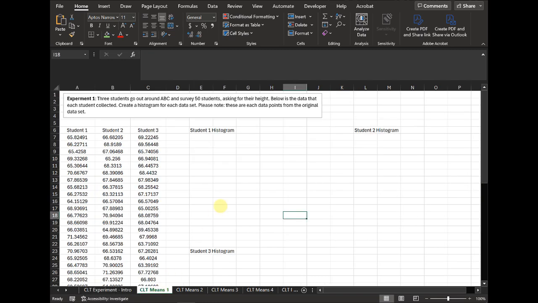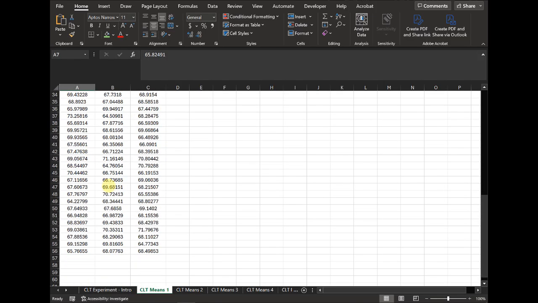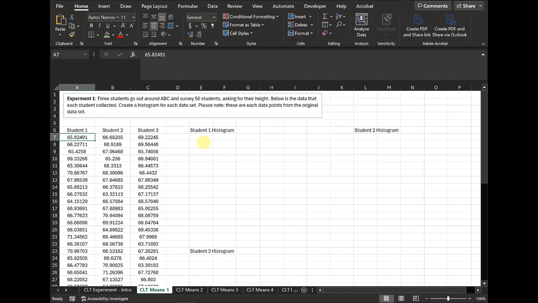The way this experiment is going to start out is we're going to think about the situation where we send 3 students to go around ABC College and survey 50 students asking for their height. I have the data that each one of these students collected, and as you scroll down, you can see that these are 50 different data points. Now we're going to make a histogram for each data set, which we can easily do with Excel.